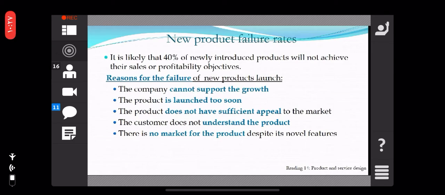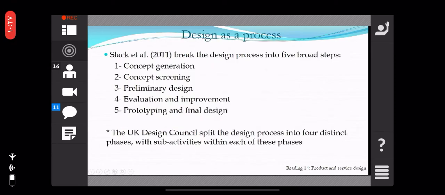So we call it despite its novel feature, meaning its unique features. Due to the unique features, the customers will not buy your product. So these are the reasons for the failure of a new product launch. Okay, design as a process.